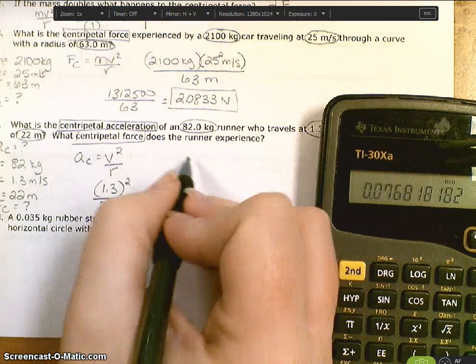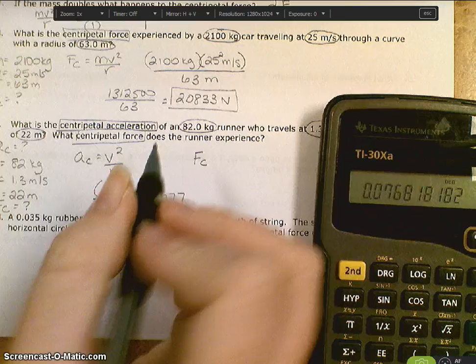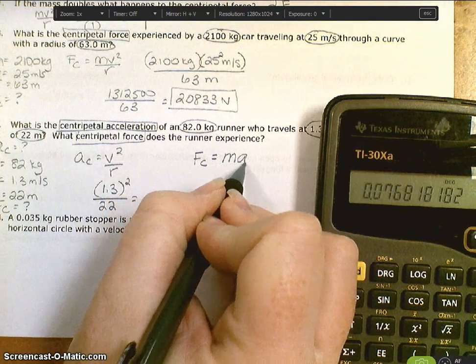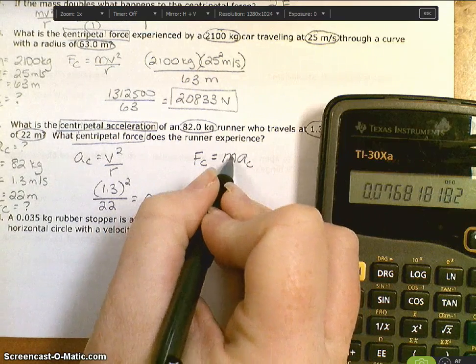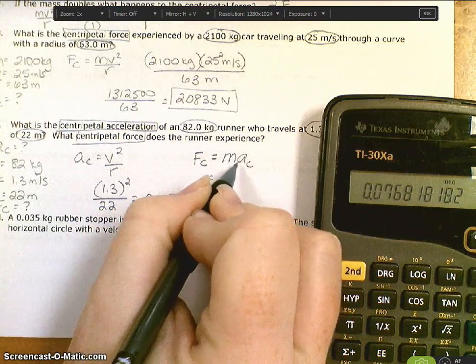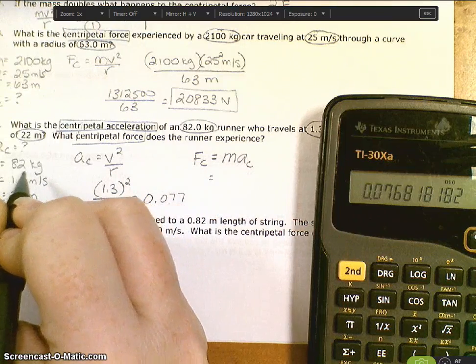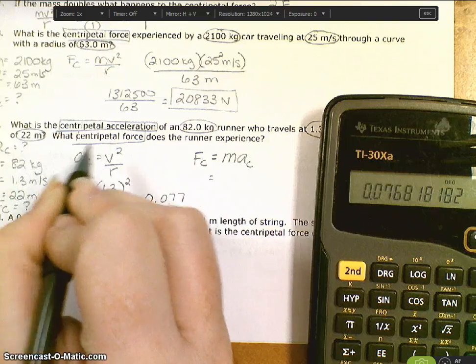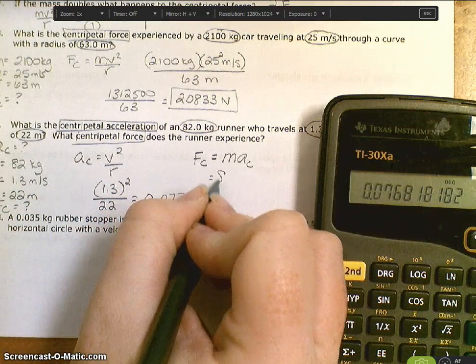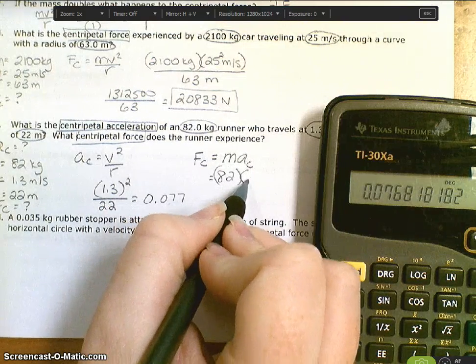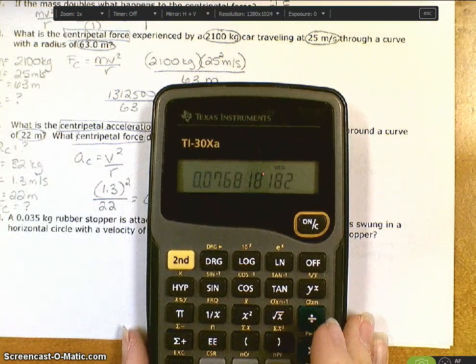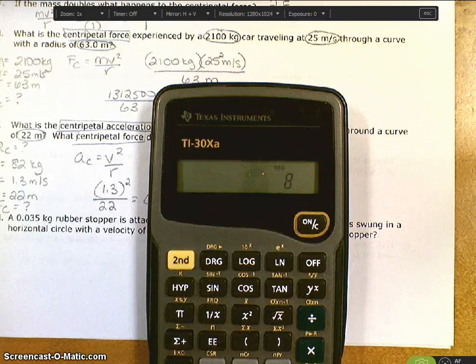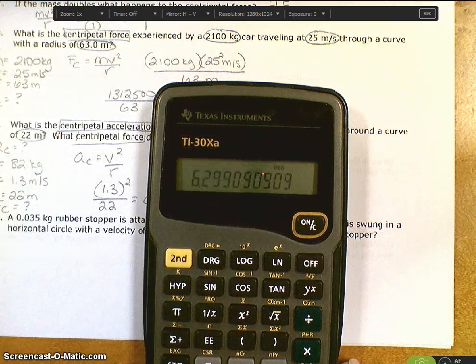The next thing that I want to do is find centripetal force. My secondary equation for that was mass times centripetal acceleration. Okay, so I'm going to take my number that I just got here, plug it in for centripetal acceleration. I want to take my mass from over here, 82 kilograms, and plug it in right there. So I have 82 times 0.077. Now, if I were to leave this in my calculator, I could do that and just multiply by the 82. I'm going to get an answer of 6.3.